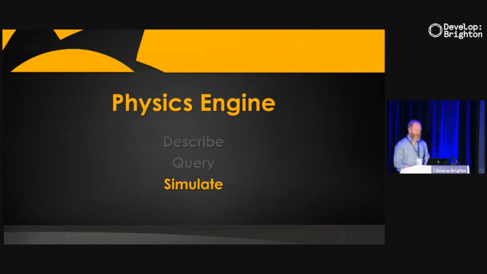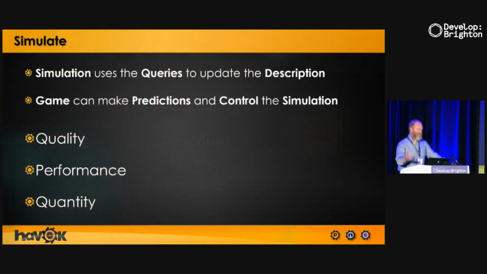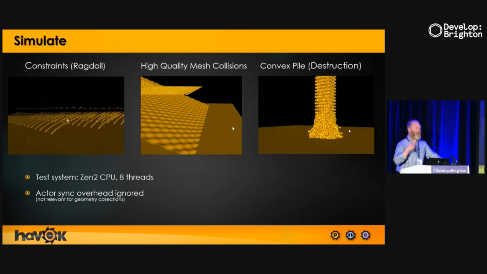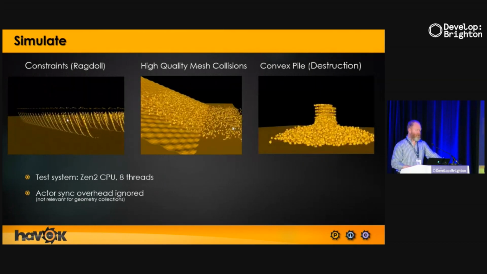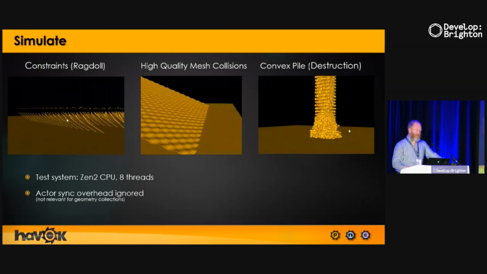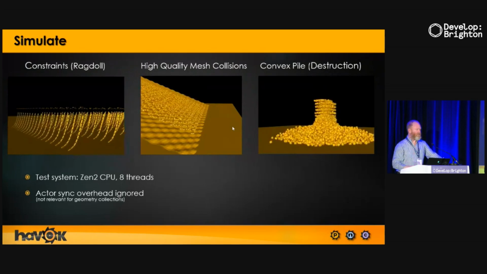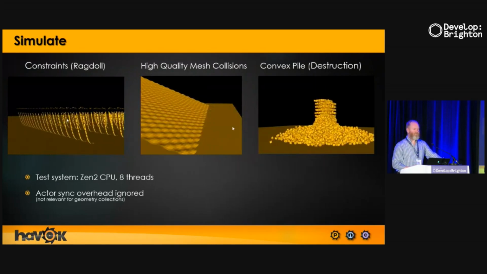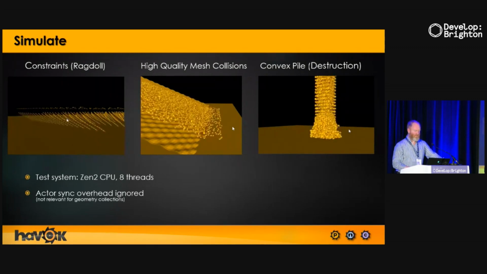So when we're talking about the simulation, just as a reminder, we're talking about the simulation using the query system to update the description, and our game needs to make predictions and control that simulation. And we're talking maybe about three areas: quality, performance, and quantity that we tend to test on a regular basis. We're always constantly testing each version of the SDK and indeed other SDKs out there. So we're always wanting to make sure our constraints are high quality, the collisions are high quality, and the performance is there for crazy destruction scenes.